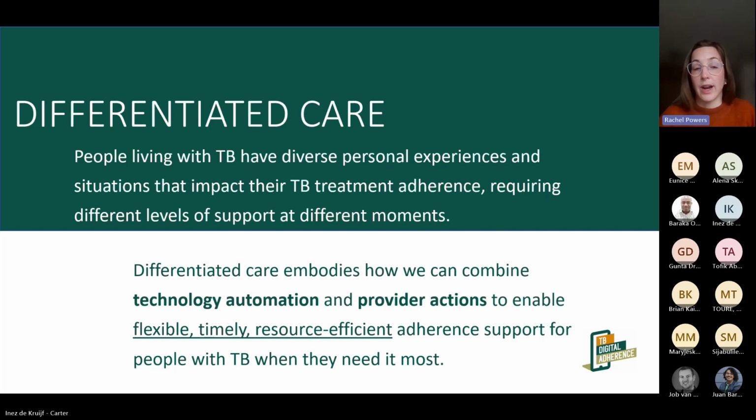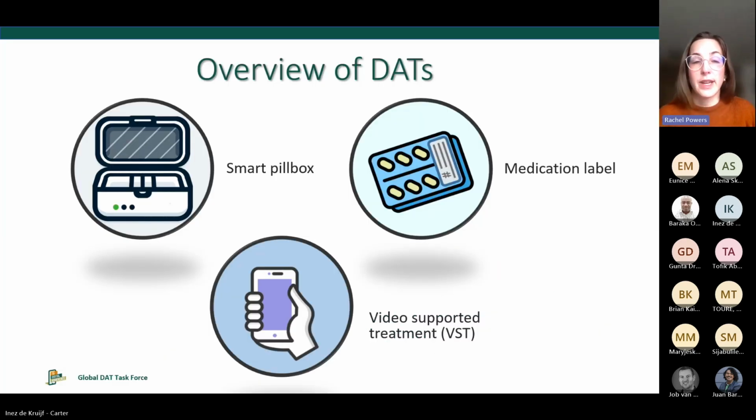So differentiated care as applied to digital adherence technology intervention. Before I dive into more details on differentiated care, I will just give an overview of what we are talking about when we're talking about digital adherence technology. In this presentation and in most of the work that we and our partners are doing, we're talking about three different DATs. That is the smart pill box, medication label, and video supported treatment.